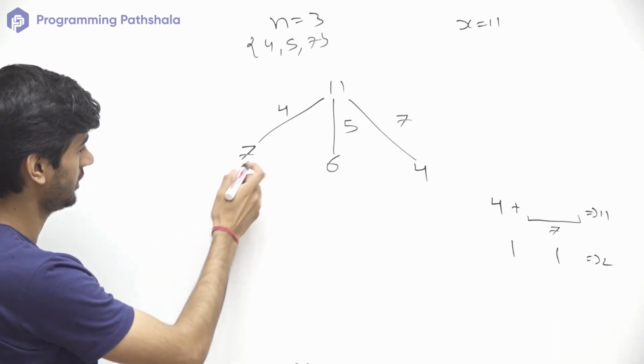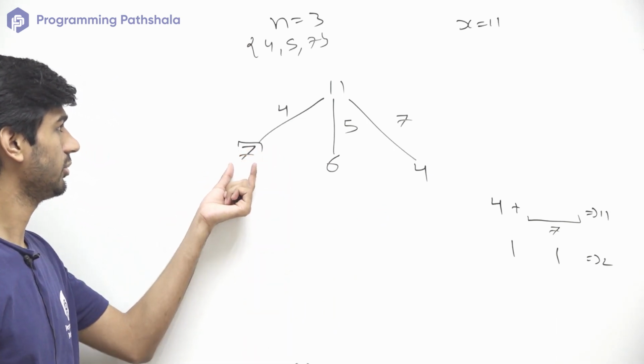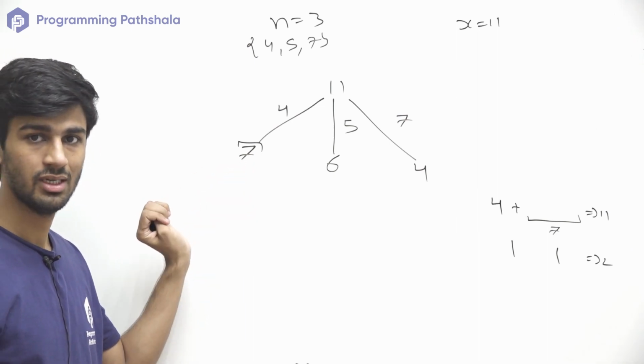So let's say now we want to find out the minimum number of coins that are required to get a sum of 7.